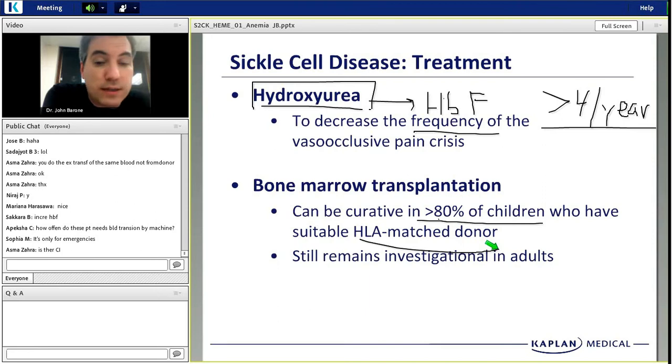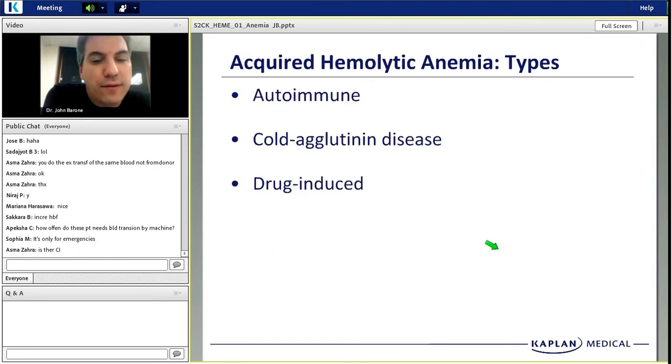And by the way, it's the gold standard for children. For adults, they don't do so well. Adults don't do so well, so do it as a child.